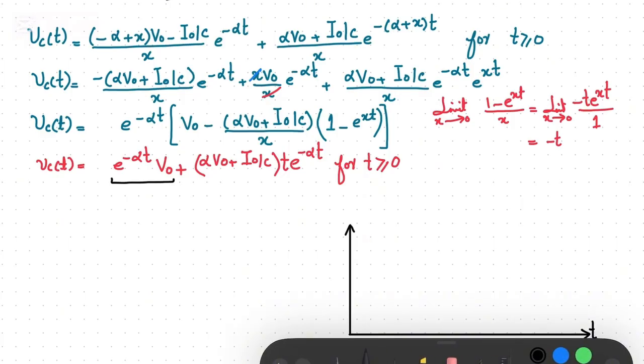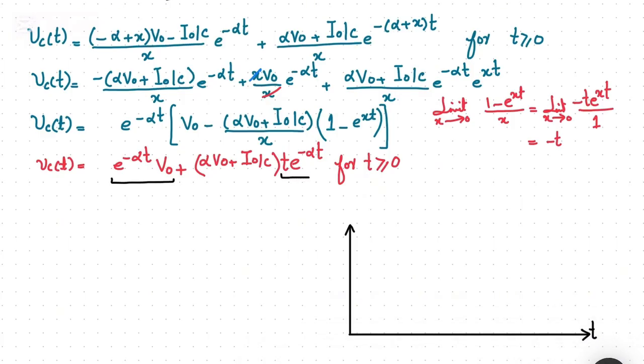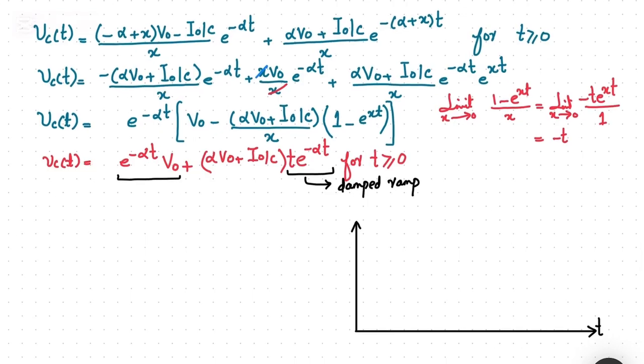So the second factor is t into e raised to power minus alpha t. We know that e raised to power minus alpha t is a decaying exponent and t is a ramp function. So combined together, t into e raised to power minus alpha t is known as damped ramp. And this factor, alpha v naught plus I naught over c, is representing the value of the decaying exponential function at t equal to 0.